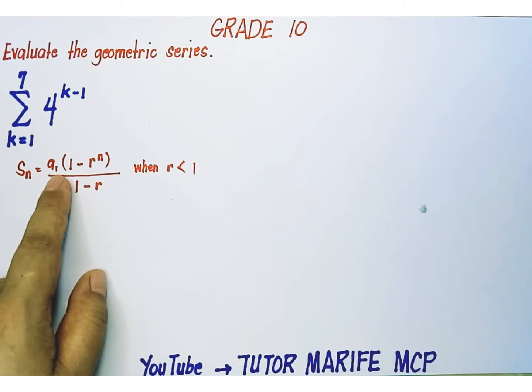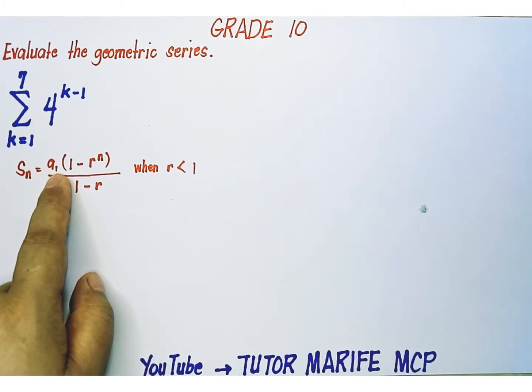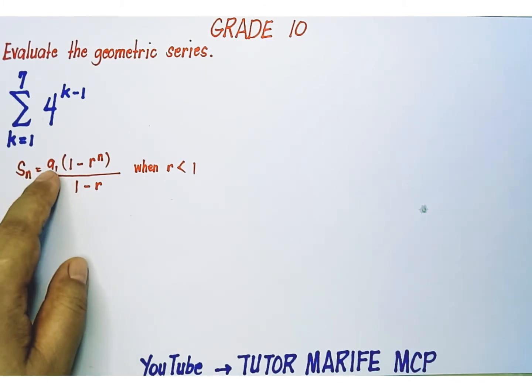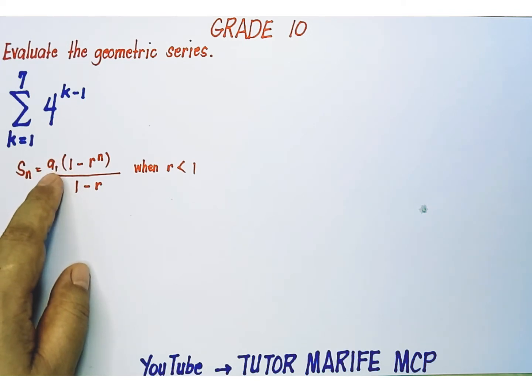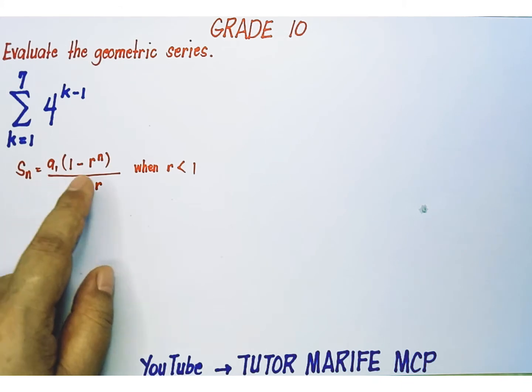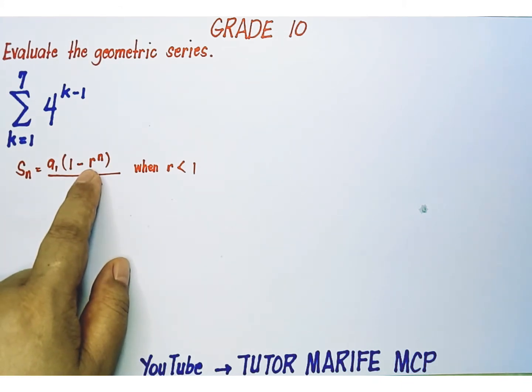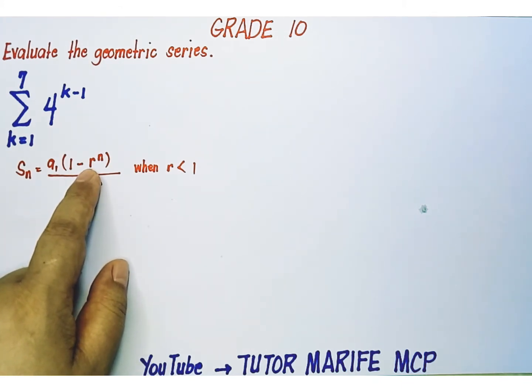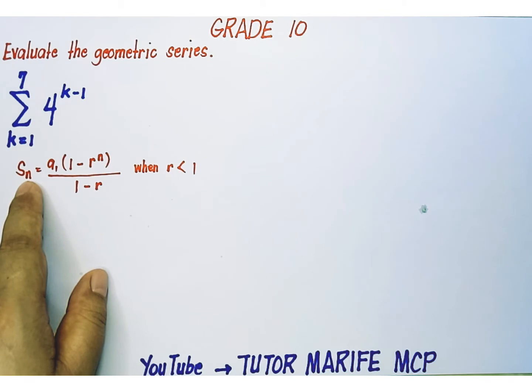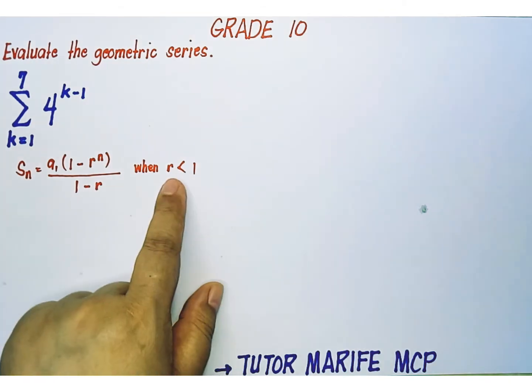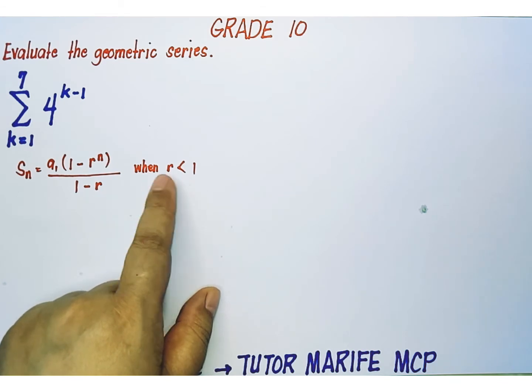A sub 1, tignan ninyo yung subscript niya, it's 1. A sub 1 represents the first term of the geometric sequence. R represents the common ratio of the geometric sequence. So, ito is the same as the subscript of S. Okay? Ano itong condition na when R is less than 1?